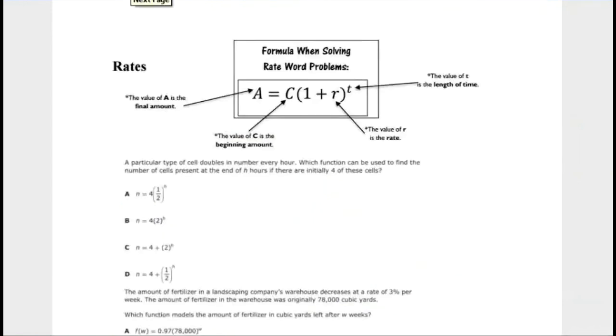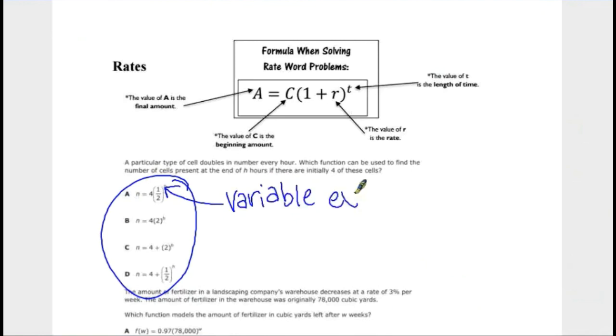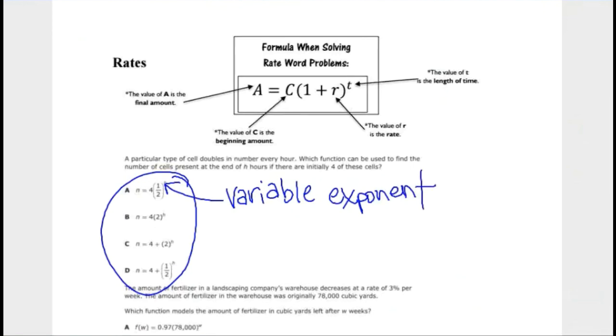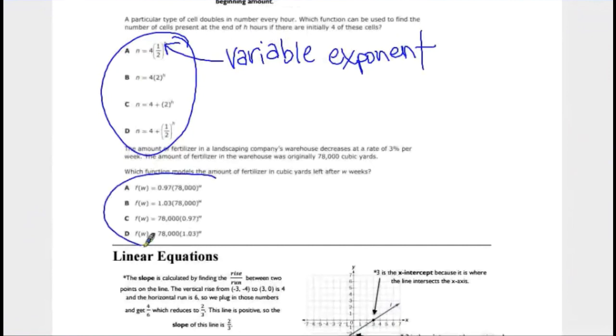Okay, on this next page, we're looking at rates. So you're going to know when to use this formula based off of the way your answers look. So look at the first one and the second one here, and you're going to notice that these answer choices look like the formula. They have an exponent that is a variable. Okay, you can look at the next problem and you notice the exact same thing. So when you see a variable as an exponent and you have parentheses here, then you're going to know that, hey, we're going to use this formula.